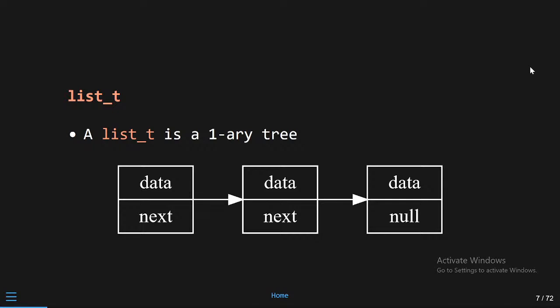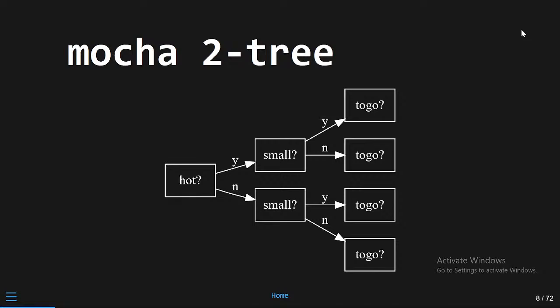Okay. List T is a one-array tree. Presume we've all done list T and feel good about it. I haven't looked at any of them yet.